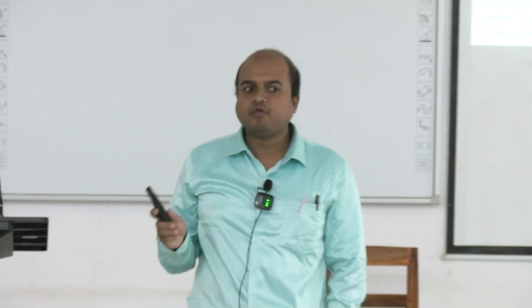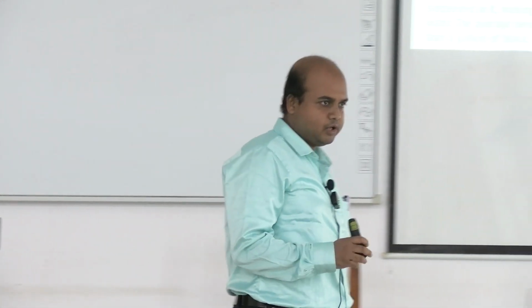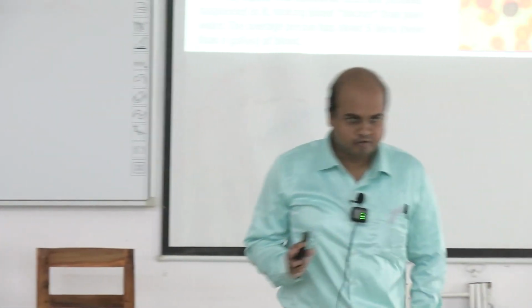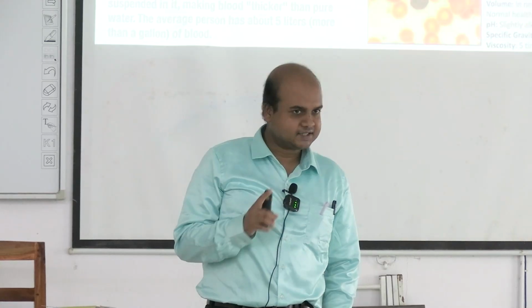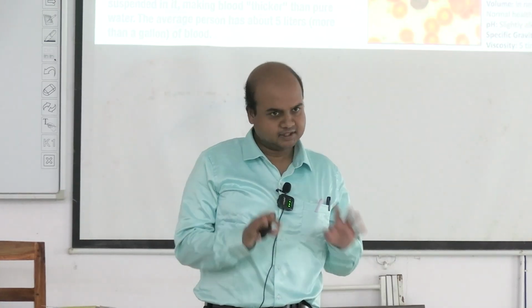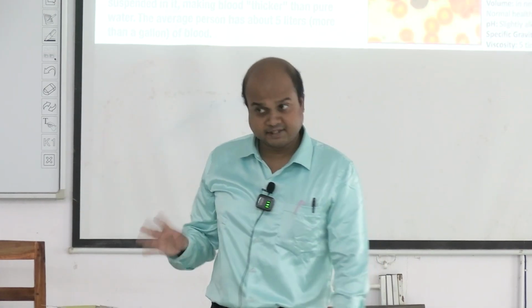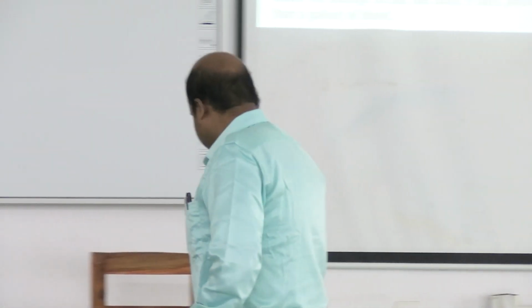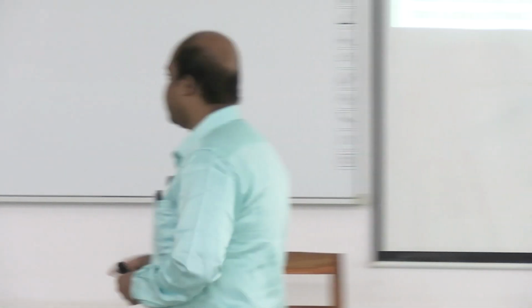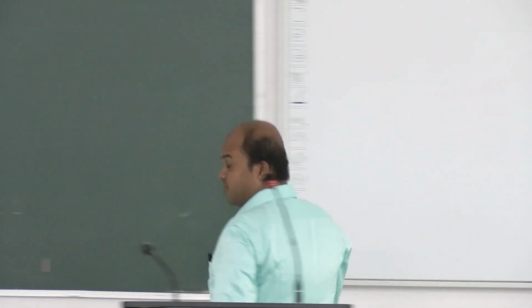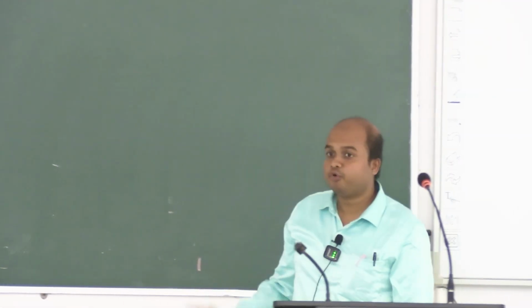So RBC is 4.5 to 5.5 millions per microliter. WBCs are 4,000 to 11,000 per microliter. Platelets are 1.5 to 4 lakhs. These are the standard accepted values as in standard textbooks. Okay. So write these values and microliter, write these values as such. Don't make up values of your own.